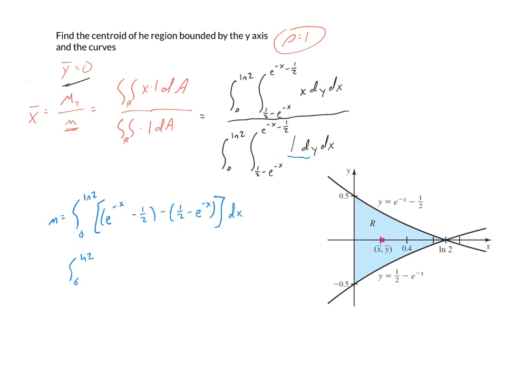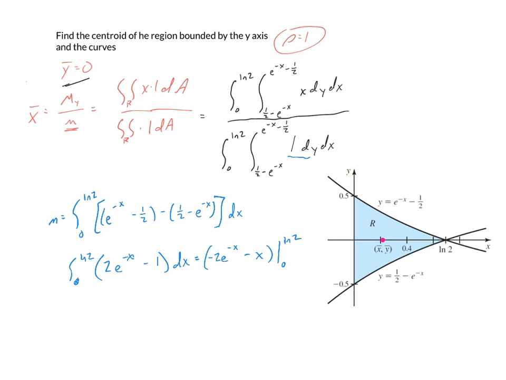0 to log 2, that's the integral. That simplifies a little bit. We have e to the negative x minus negative e to the negative x is 2e to the minus x, and negative 1/2 minus 1/2 is minus 1, and then dx. Okay, so our antiderivative of that is negative 2e to the negative x minus 1x, and that gets evaluated from 0 up to the natural log of 2.